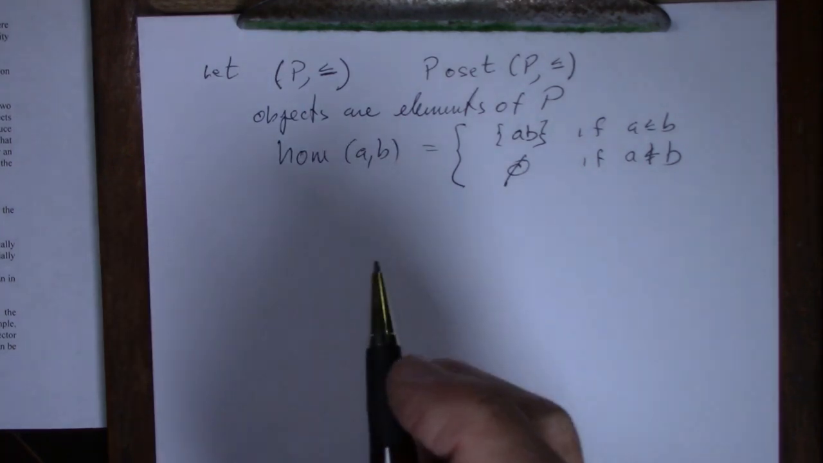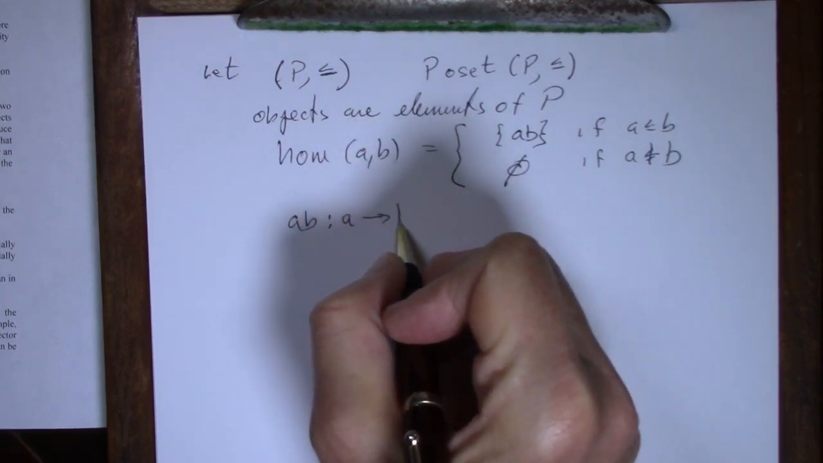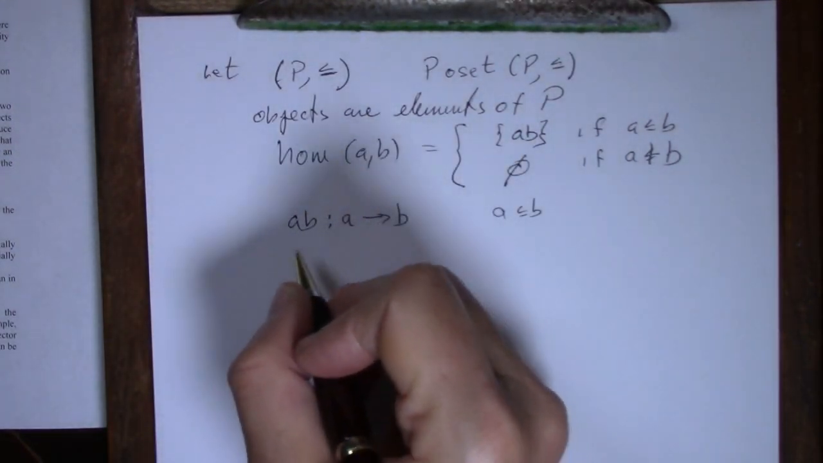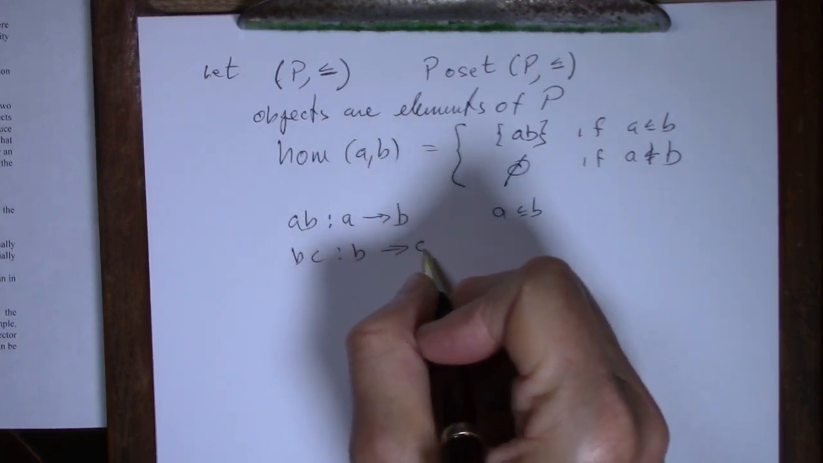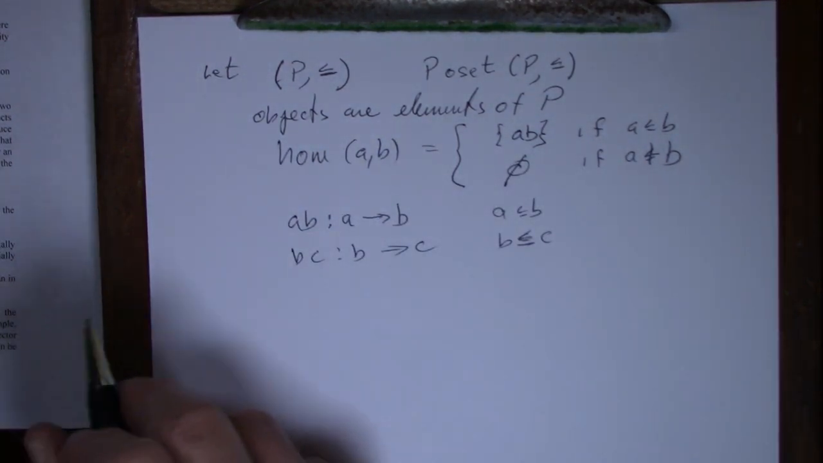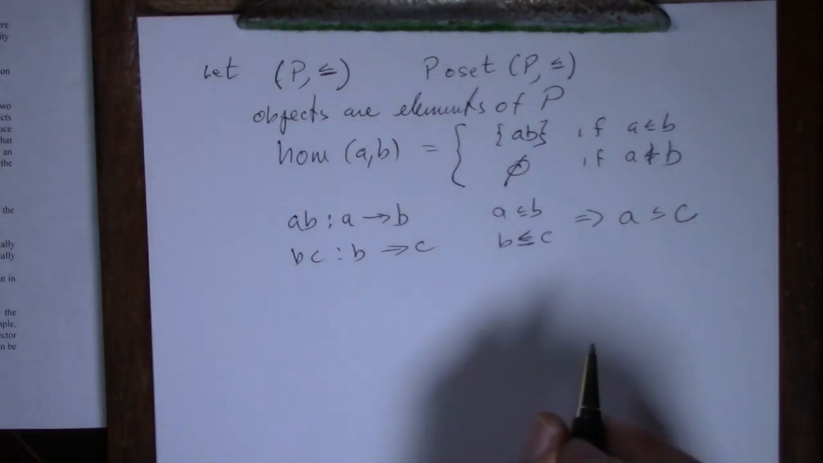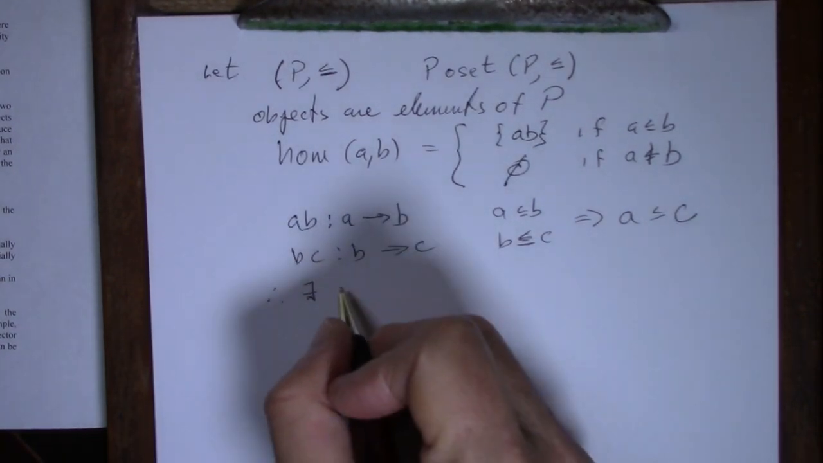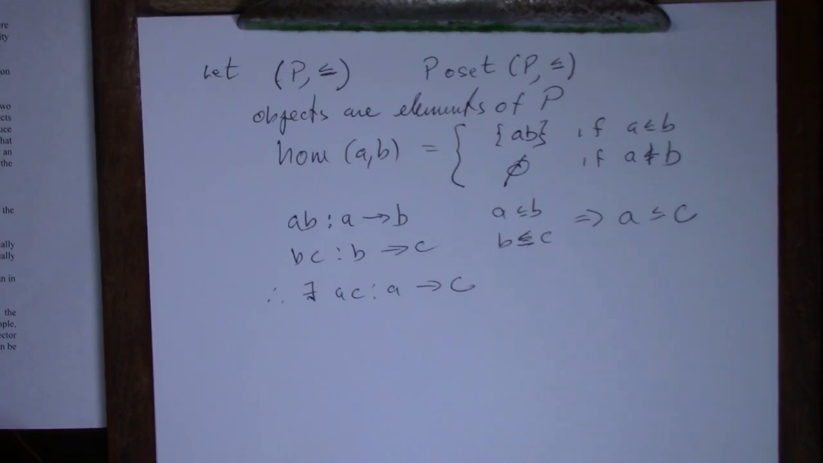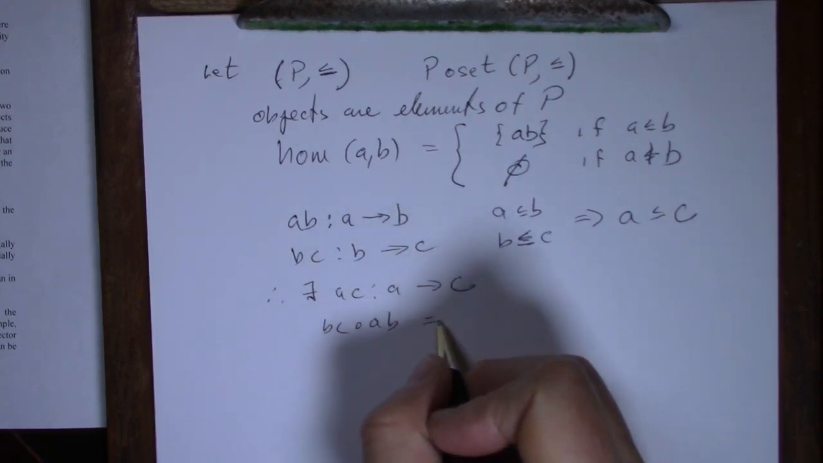What about composition? If we have AB mapping A to B, that happens if and only if A is less than or equal to B. And if we have BC mapping B to C, and that happens if and only if B is less than or equal to C, then of course we know that by transitivity A is less than or equal to C, and therefore there exists the map AC mapping A to C. And that's the composition of AB and BC. So AB followed by BC is equal to AC.